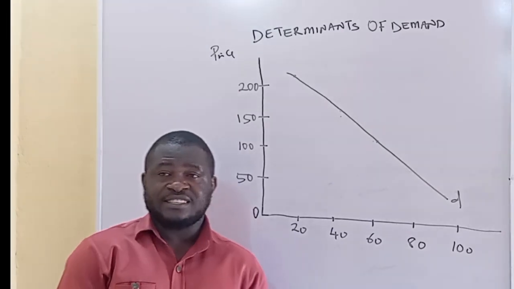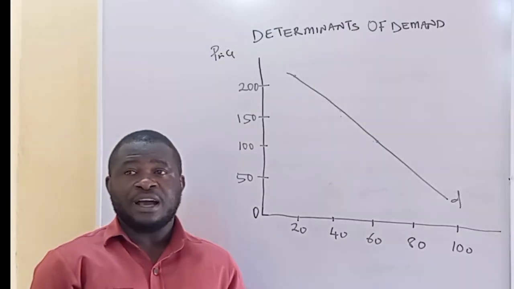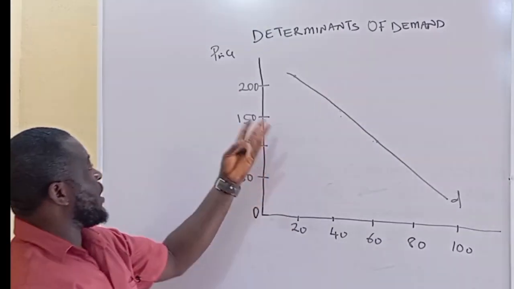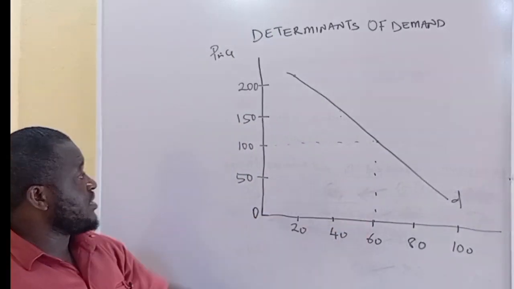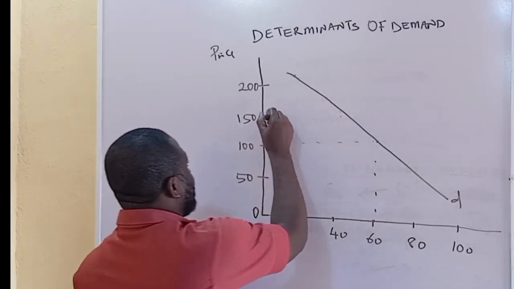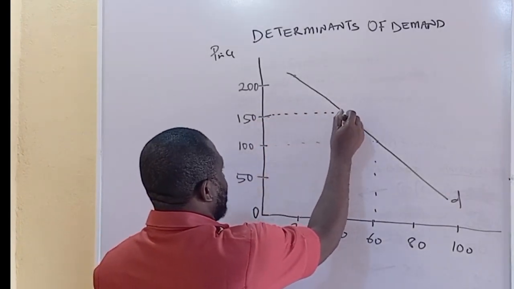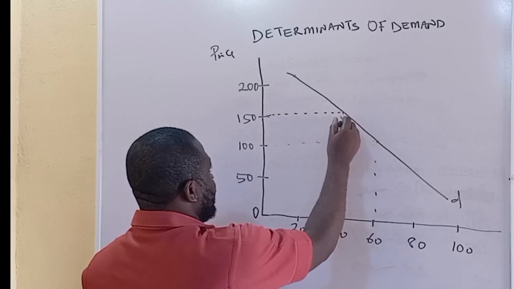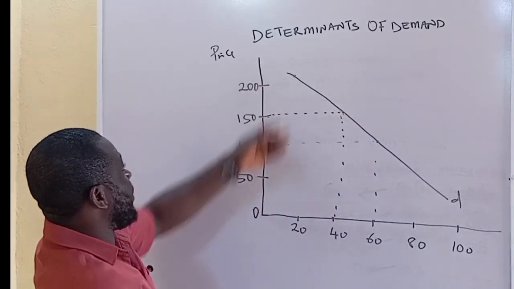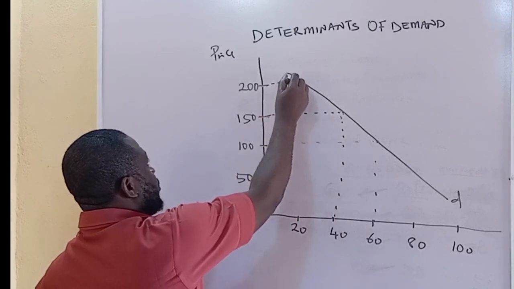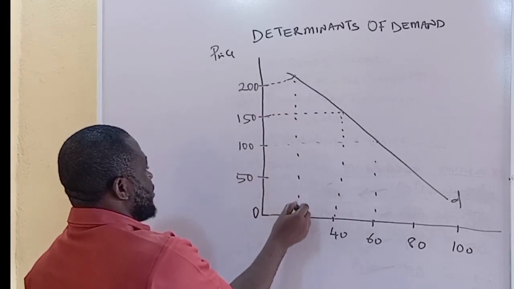Which, like we said earlier, is the graphical representation of the demand of Mr. A. And from this, you can see that when the price is 100, Mr. A was willing and able to purchase 60 litres of petrol. But when the price goes to 150, Mr. A was willing and able to purchase only 40 litres of petrol. And when the price further went down to 200 naira per litre, Mr. A was willing and able to purchase only 20 litres of petrol.